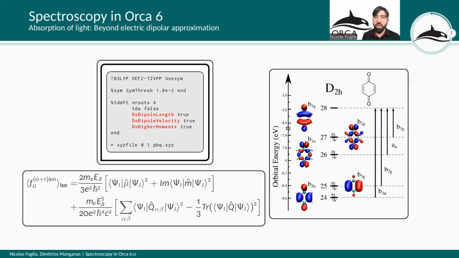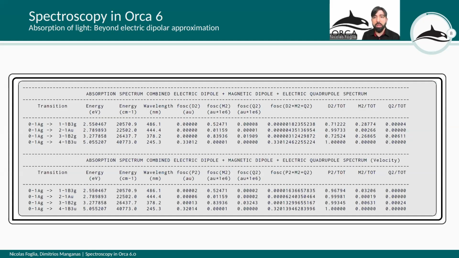If you need to go beyond the electric dipole approximation, the keyword DoHigherMoments requests the inclusion of the first-order light-matter interaction, which includes electric quadrupole and magnetic dipole. When this keyword is used, additional tables are printed, including each contribution to the oscillator strength. And same as the electric dipole case, length and velocity formulations may be requested using the same keywords as before.